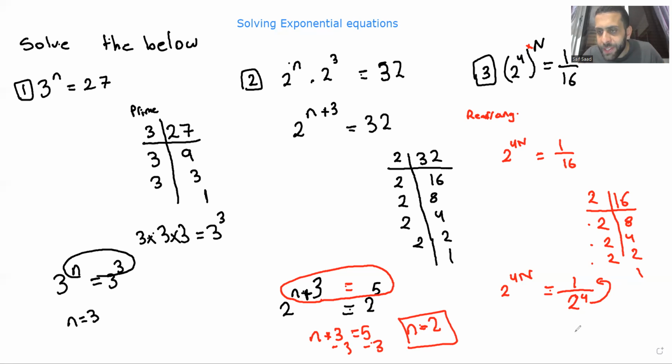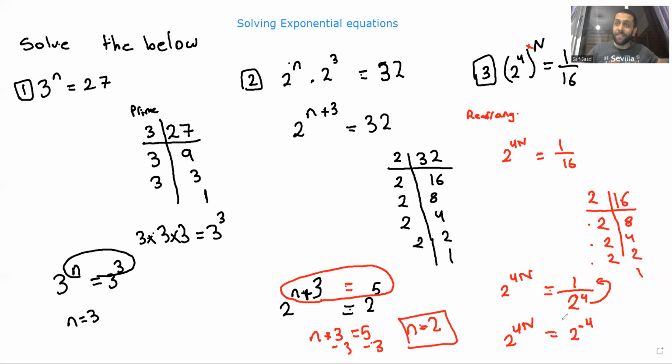So what do I mean by this? The right side will become 2 to the power of negative 4. I raised the 2 to the power of 4 in the denominator up to the numerator. Remember, whenever you do this, if it's positive, it becomes negative, and if it's negative, it becomes positive. 2 to the power of negative 4 means 1 over 2 to the power of 4. Great. Is equal to 2 to the power of 4n.